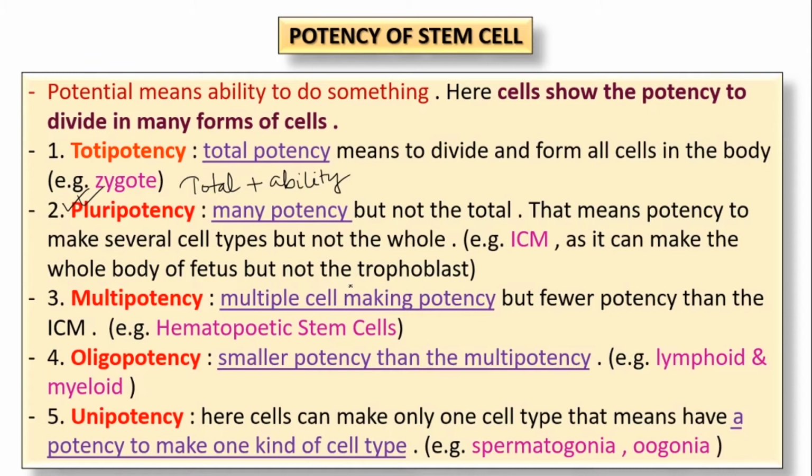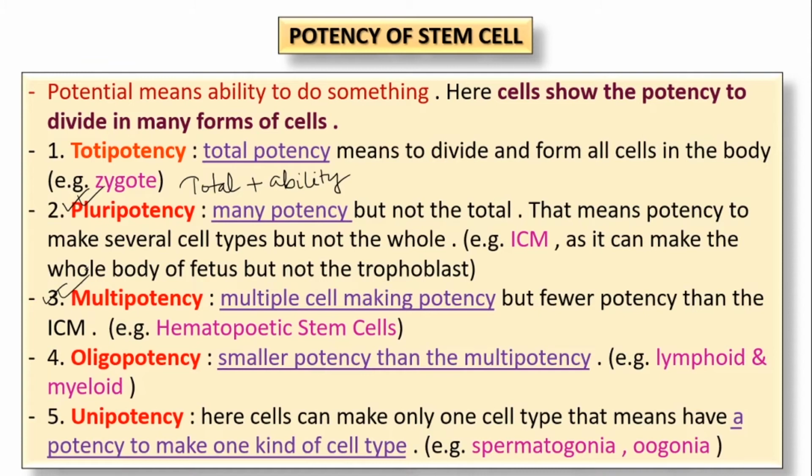Next is multipotency. It is further narrower than pluripotency, and this kind of cell can make multiple cell types but not like the ICM. For example, HSC, that means the hematopoietic stem cells. Hematopoietic stem cells can form blood cells, for example RBC, WBC, platelets, but they cannot form many other cells in any living organism's body.